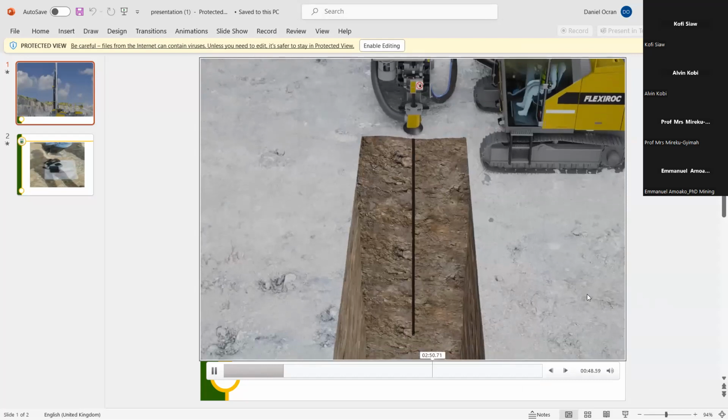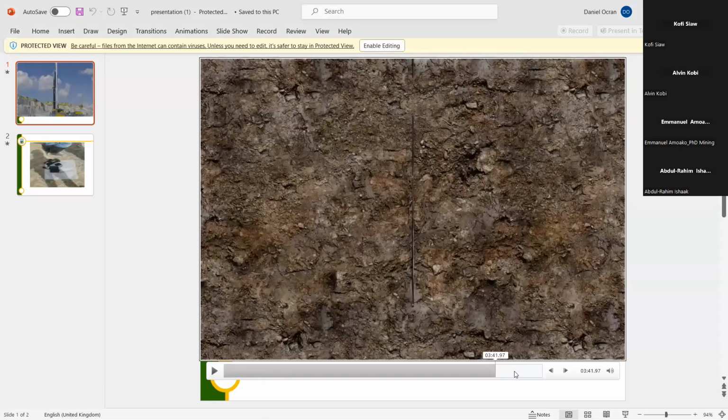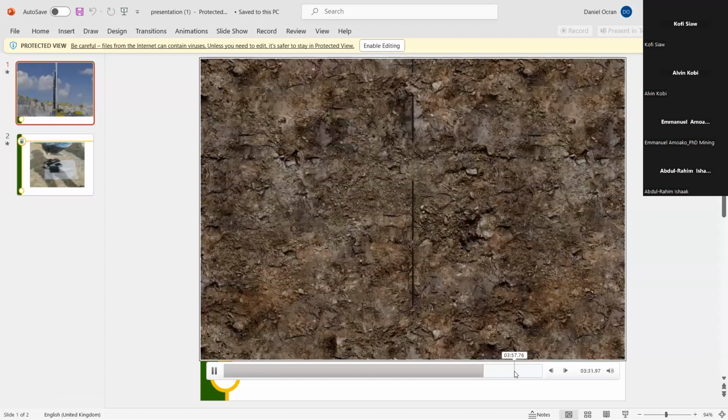Then we also have a situation where we simulated the whole deviation. So you can see the whole deviation. You can see this is the formation. So you can see we're able to model it. You can see the deviation that is taking place underground.